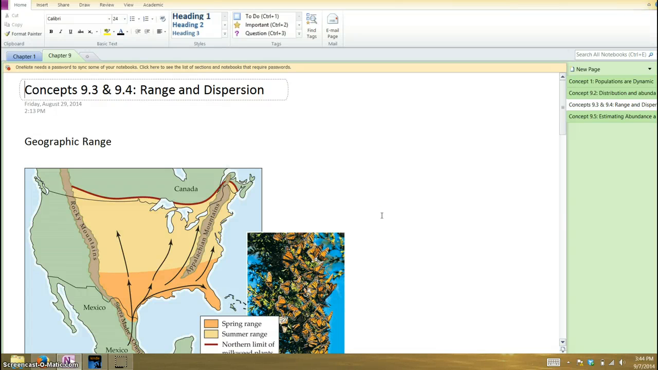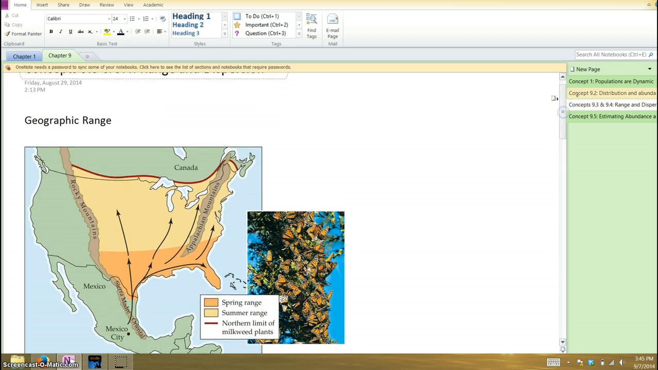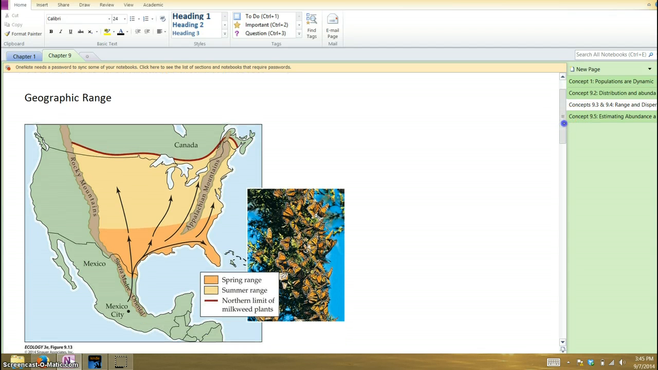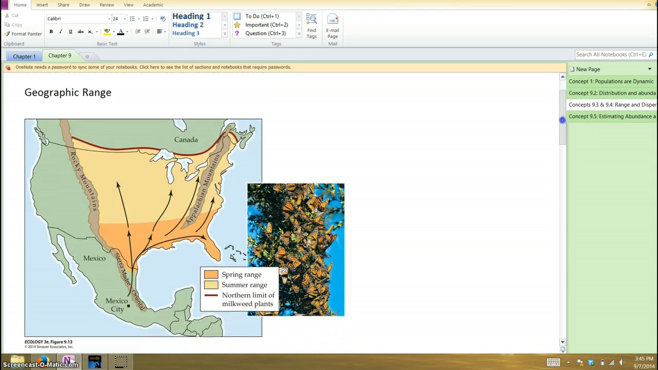Okay, now we're going to cover the rest of Chapter 9 and again studying populations. So, a species can be characterized by its geographic range, where you find that particular species. As you can imagine, this varies a great deal from species to species and is influenced by many factors.